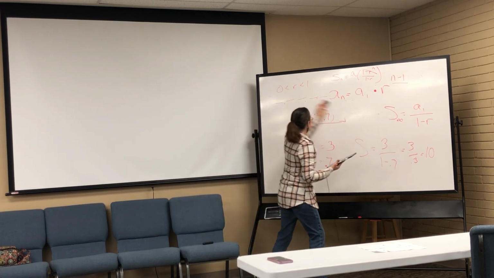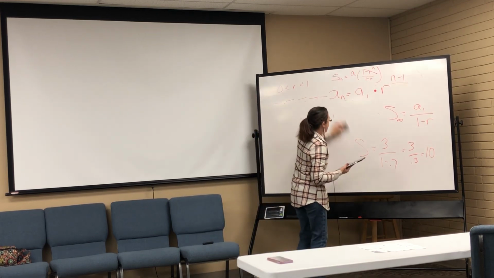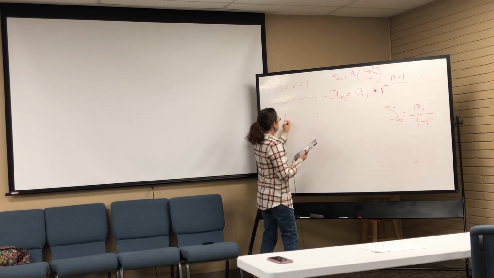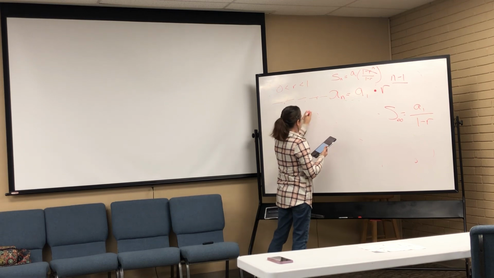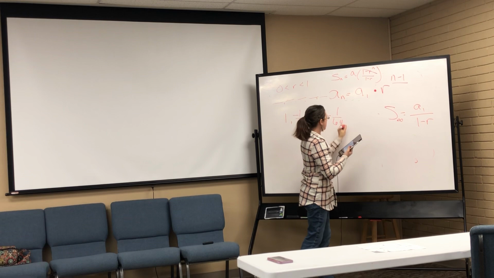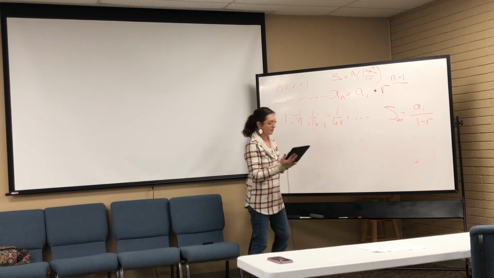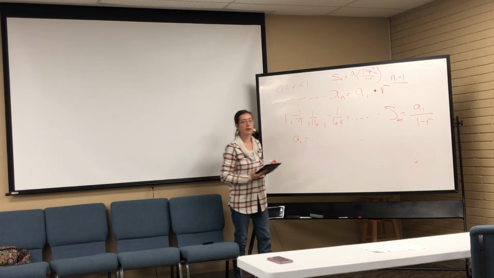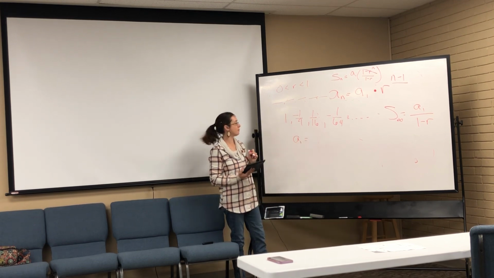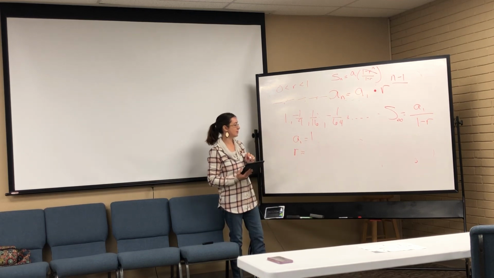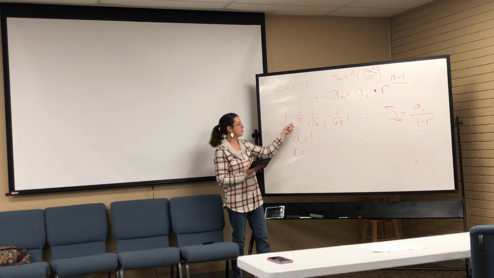Okay. Let's look at this one. If I have 1, negative 1/4, 1/16, negative 1/64, on and on and on. What is my a sub 1? What is our first term? 1. What is our r value? How do I get from 1 to the next one?